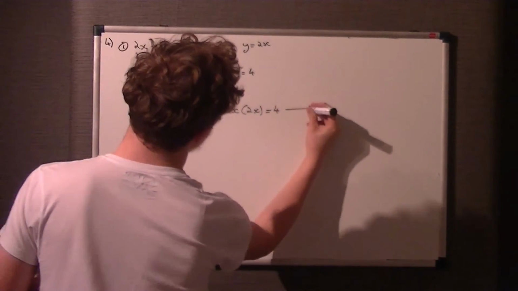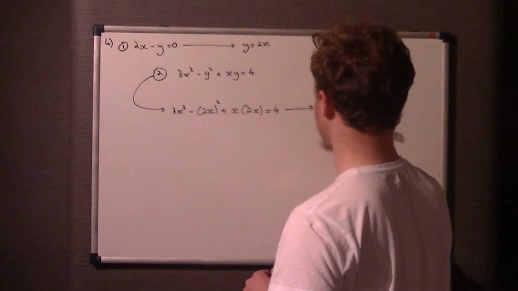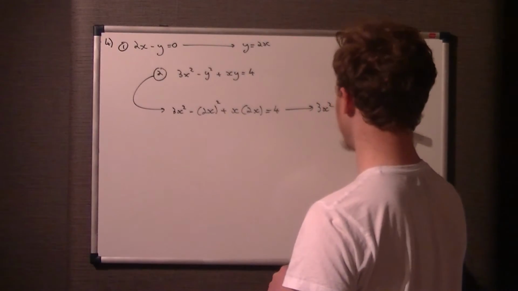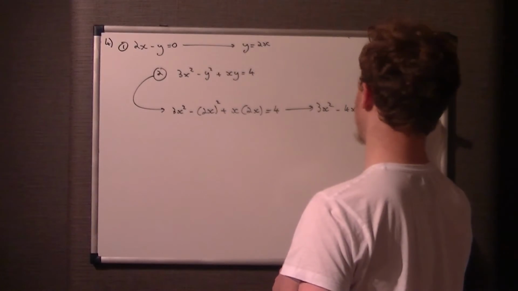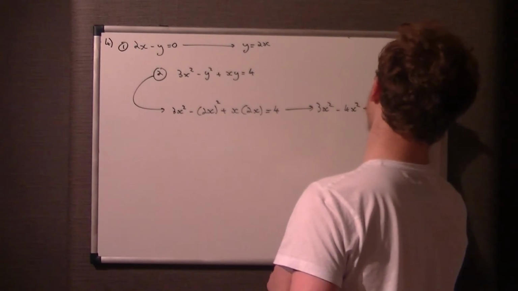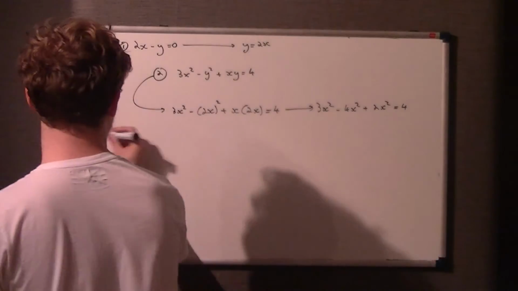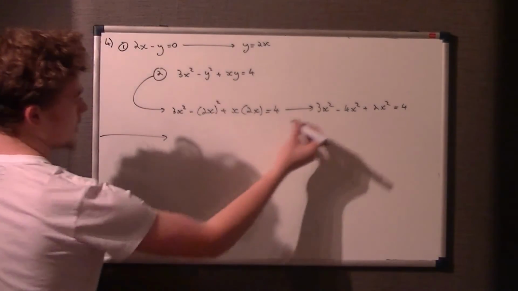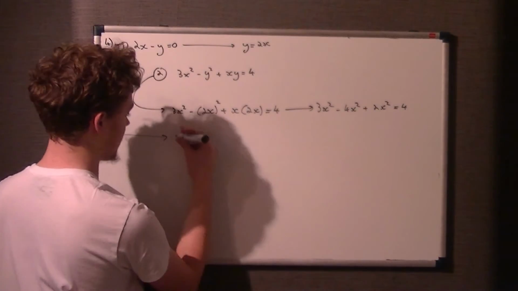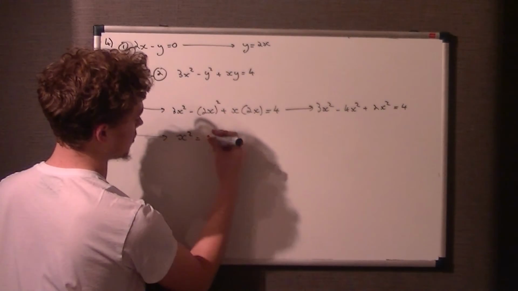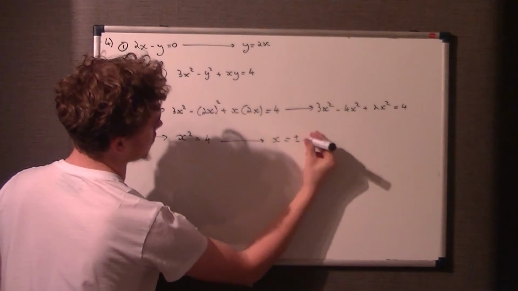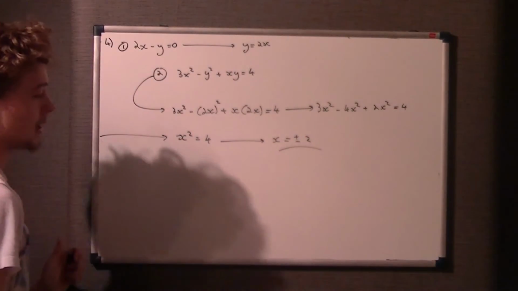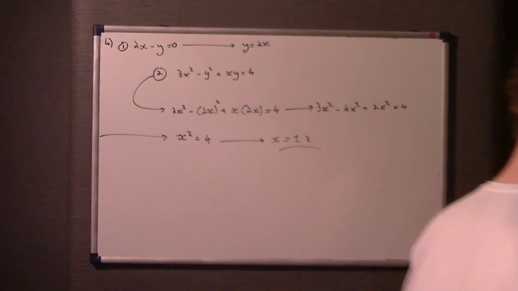And then it's just a case of expanding all this, so it's 3x squared minus 4x squared, okay, plus 2x squared equals 4. So if you simplify this down, obviously that is negative x squared plus 2x squared, so just x squared is equal to 4. So you square root both sides, so x is equal to plus or minus 2. Okay, don't forget the plus or minus.